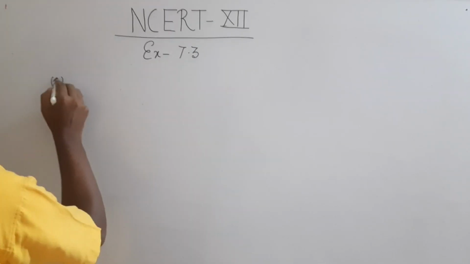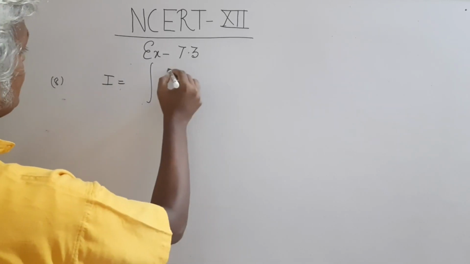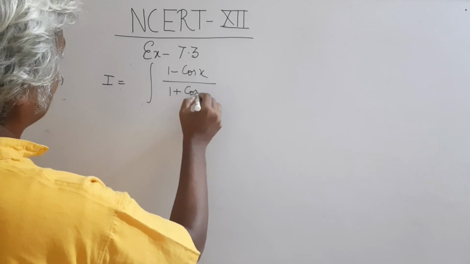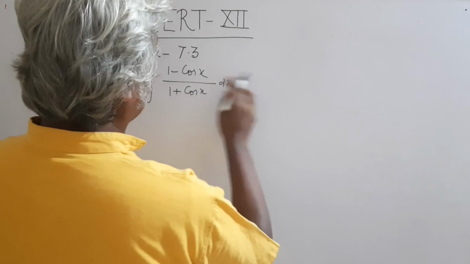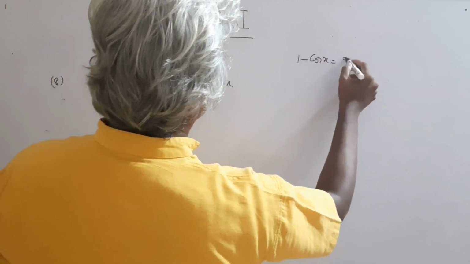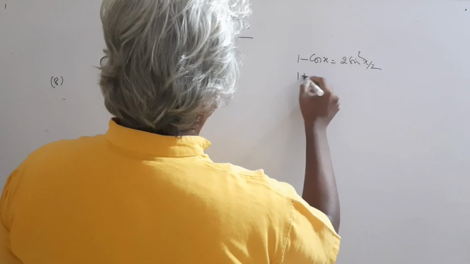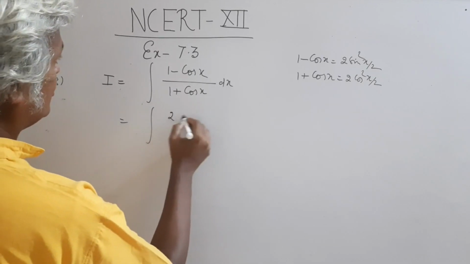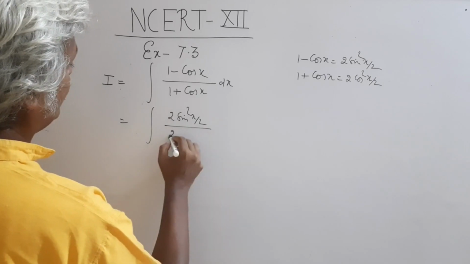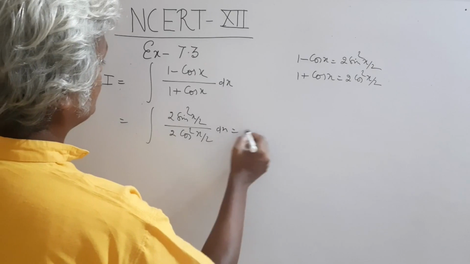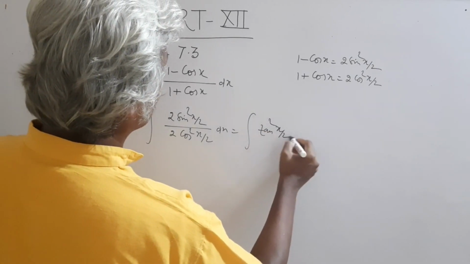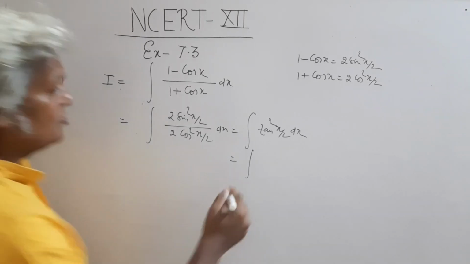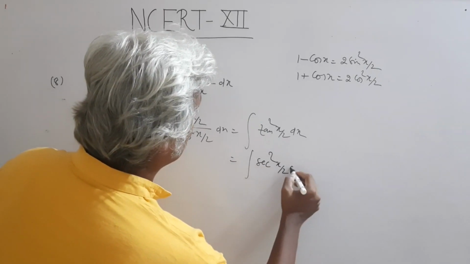Now let me go for question number 8. I have to find integral I of 1 minus cos x over 1 plus cos x dx. Now again, in the sum-product forms, there is a formula that says 1 minus cos x is 2 sine square x over 2, and 1 plus cos x is 2 cos square x over 2. So here I write this as 2 sine square x by 2 over 2 cos square x by 2 dx. 2 cancels, that is integral of tan square x by 2 dx. This is not directly integrable, so I convert this into the form of sec square x minus 1. So there I write this as sec square x by 2 minus 1.